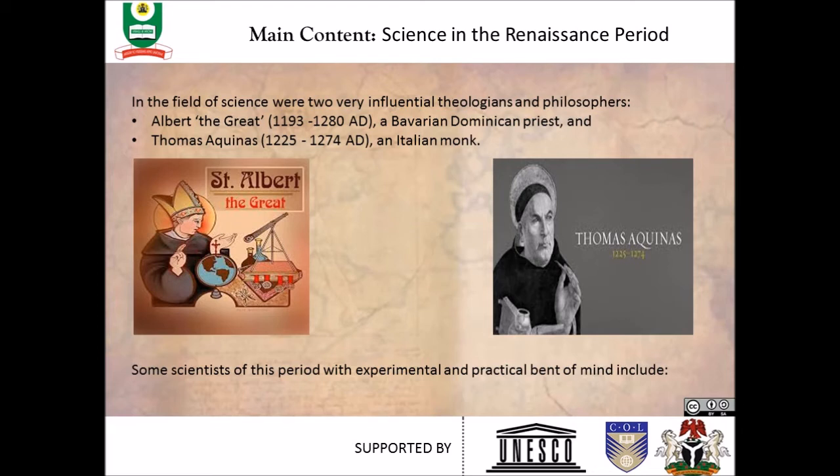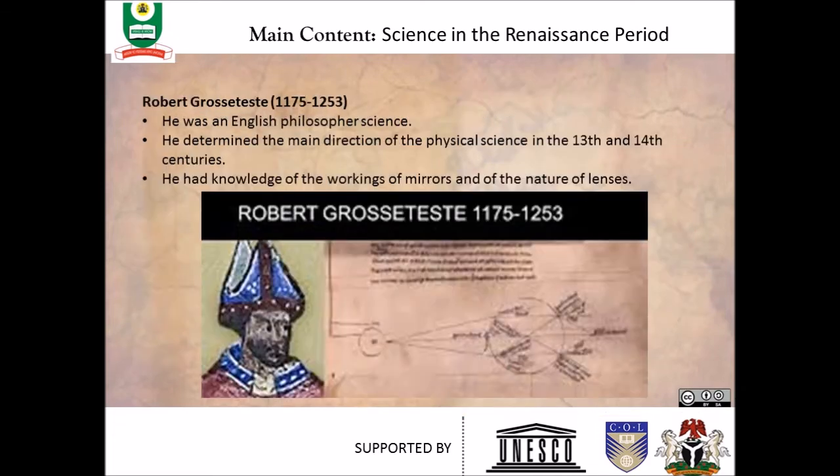The rationalistic approach, separating large segments of human knowledge from theology, prepared the way for a relatively independent development of science. Some scientists of this period, with experimental and practical bent of mind, include the following. Robert Grosseteste, 1175 to 1253 AD. He was an English philosopher of science.